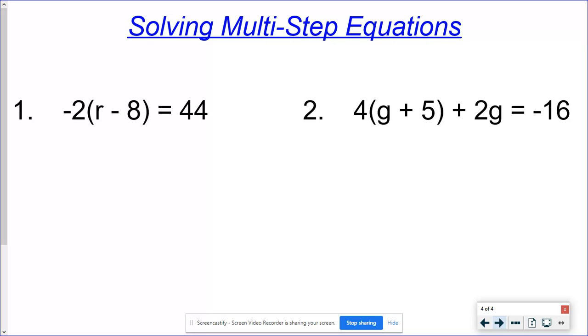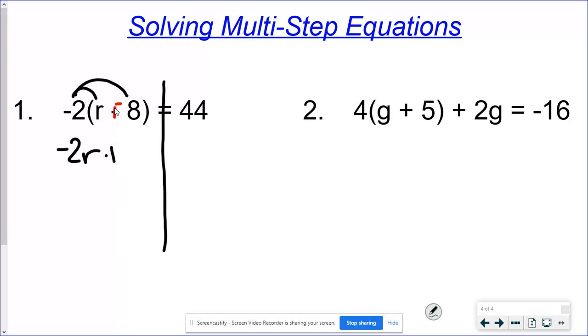So I'm going to work on getting rid of the parentheses. I would start with a keep change right there, and then I would distribute the negative 2. So negative 2 times r is just negative 2r. And negative 2 times a negative 8 is positive 16.